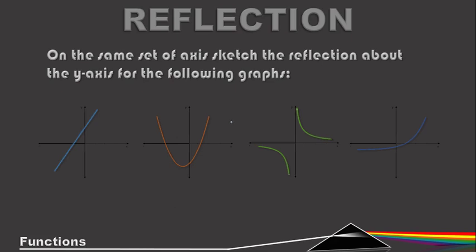Now to reflect it in the y-axis, on the same set of axes, sketch the reflection about the y-axis for the following graphs. Now I'm just going to make it simpler, I need to reflect it around the y-axis, so whatever happens here needs to happen that side. So this just looks like that. On the bottom part, if I go that way, now I need to go that way, so this just looks like this. Please use your ruler.